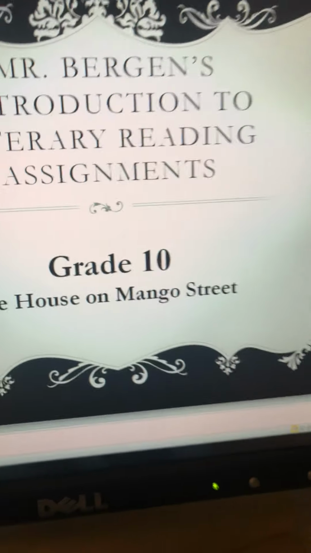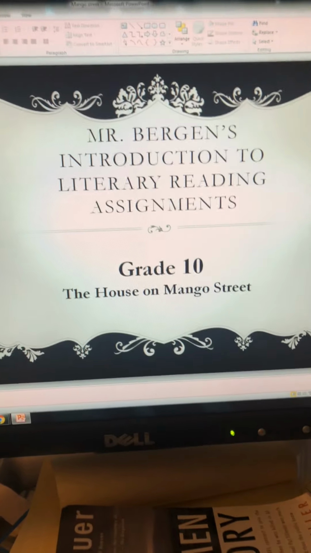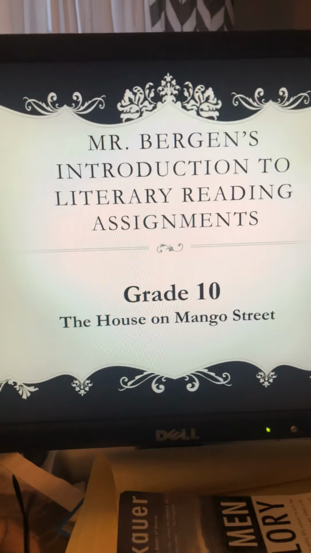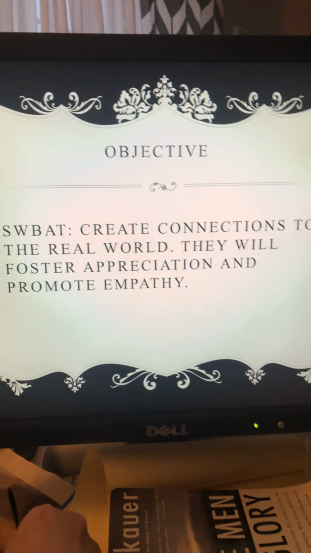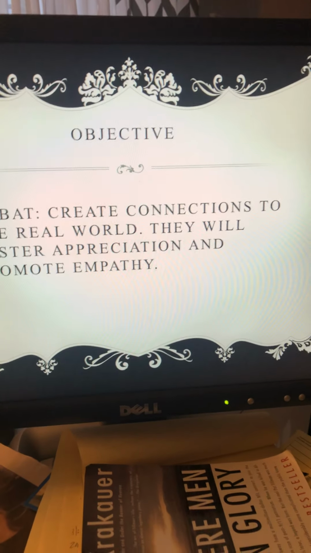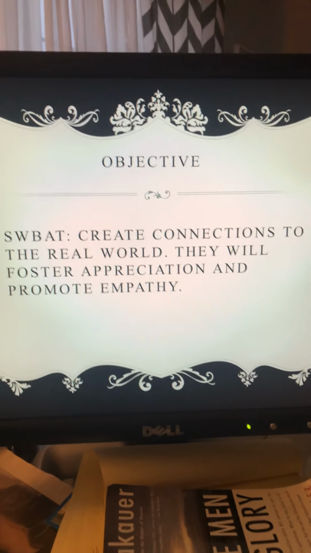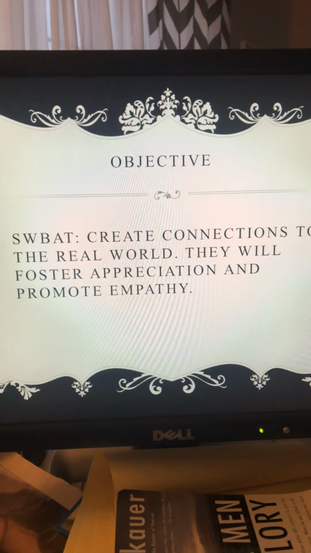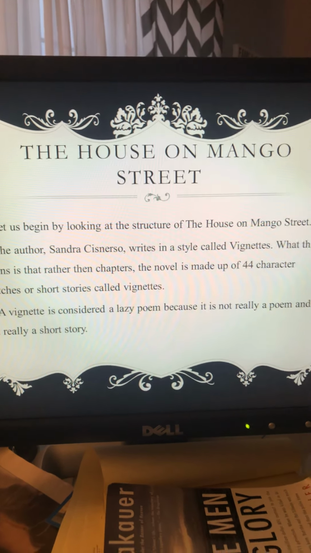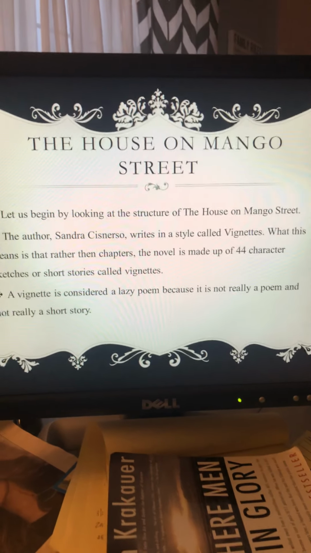So with that said, let's take a look at the first reading that I will be doing with my classes, and it is called The House on Mango Street. So the objective here is for the students to be able to create connections to the real world. They will foster appreciation and promote empathy.